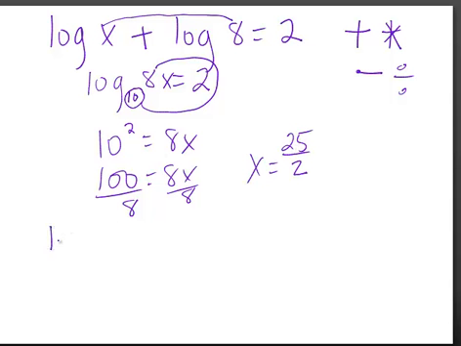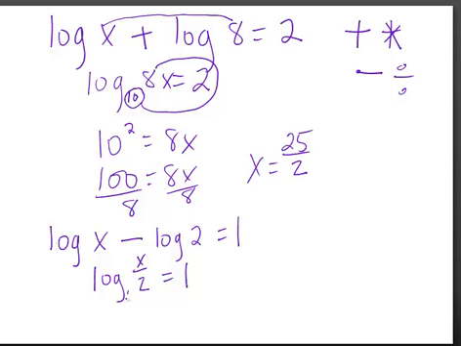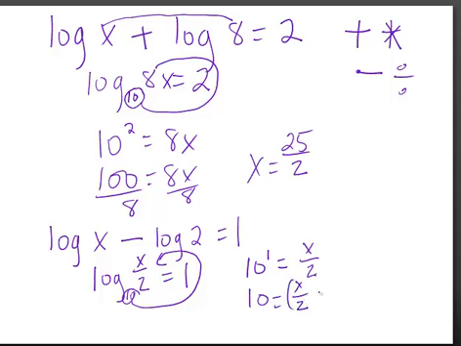So the other property that you're going to encounter would be like this. Log x minus log 2 is equal to 1. So in this case, minus means divide, so I'm going to rewrite it as log of x over 2 is equal to 1. Okay, remember this is a 10, so I'm going to circle it, do my loop. So I have 10 to the 1 is equal to x over 2. 10 to the 1 is just 10. And then I want to get x by itself, so I'm going to multiply both sides by 2. Okay? So x is equal to 20.